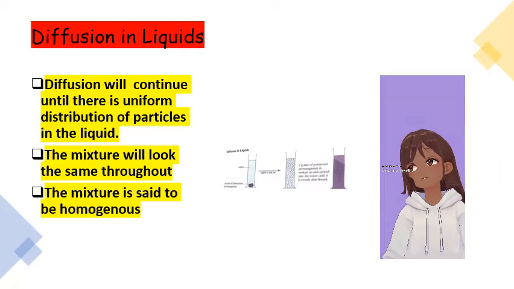Now let's look at this example here with the water and the potassium permanganate. What happens when we put the potassium permanganate in water? The potassium permanganate spreads until the particles are evenly distributed.